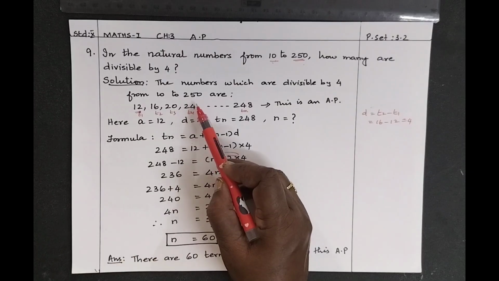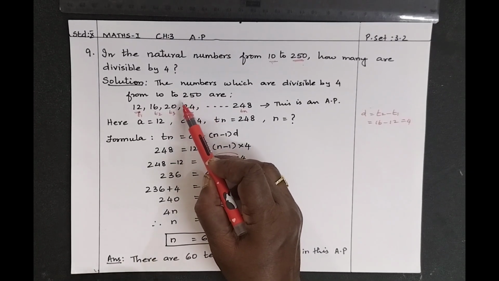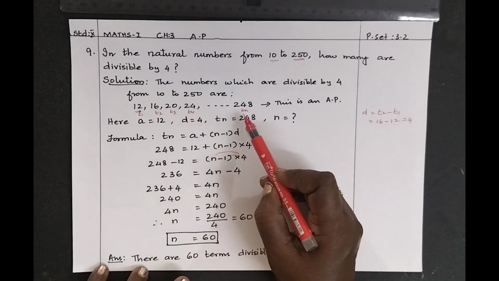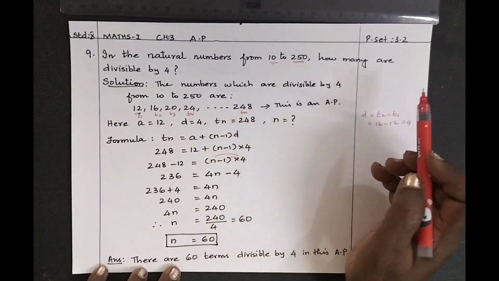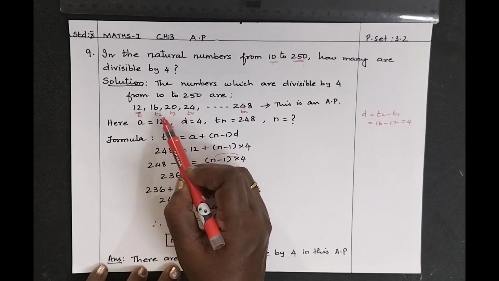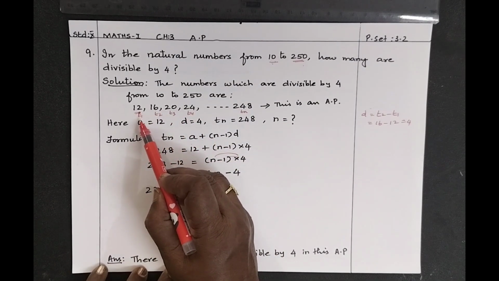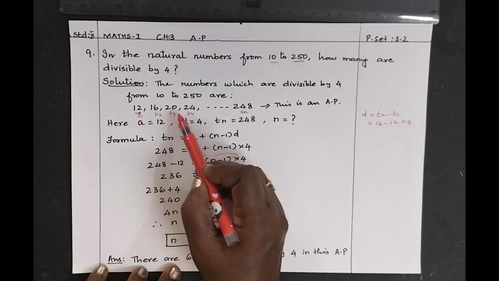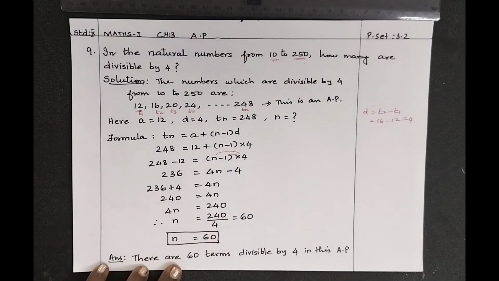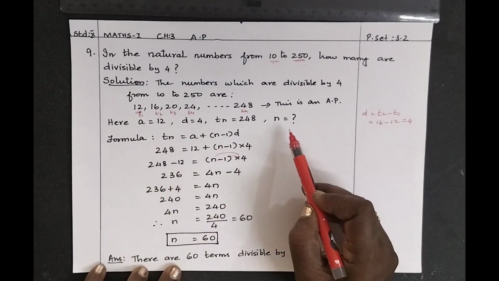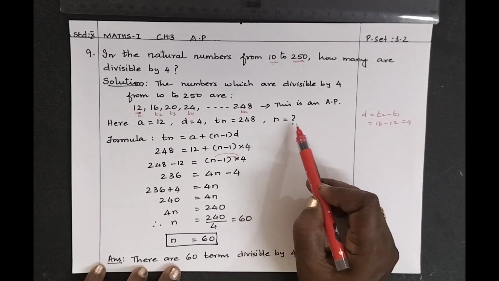Then the last number, the previous number of 250 which is divisible by 4, is 248. Now this is an AP because the difference is common everywhere, 4, 4, 4, isn't it? So now 12 is the first term, this is the second term 16, third term 20, fourth term 24, and since we know the last term, let us take this as Tn. 248 is Tn. Just write this way. We have to find out how many numbers.